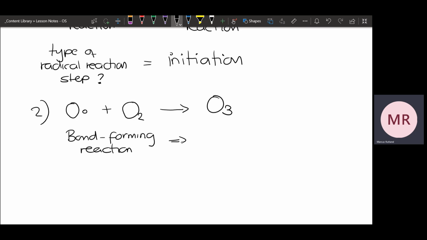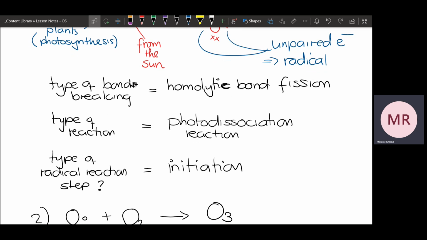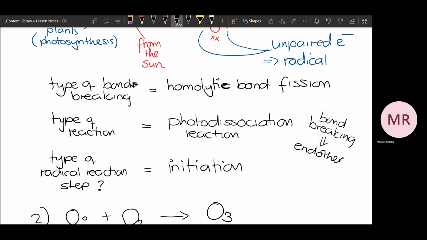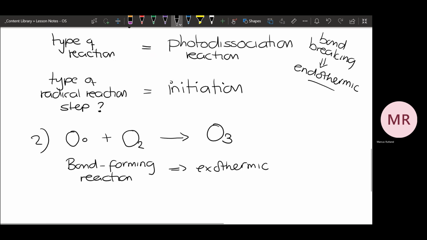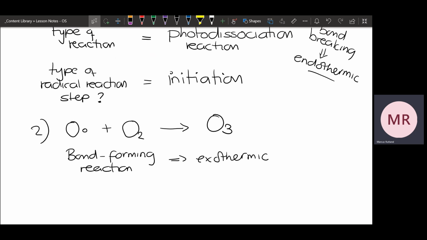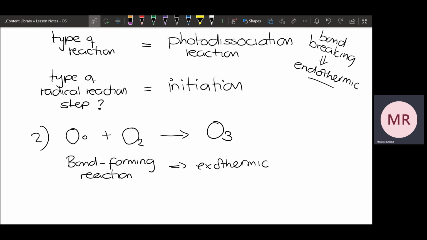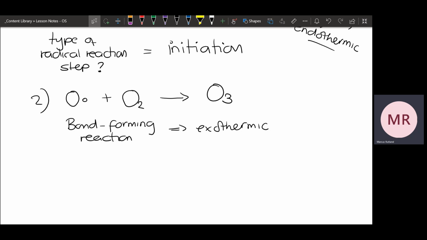So if you think about it, this step will be exothermic, whereas this one was a bond breaking reaction. Breaking bonds requires energy, so that's endothermic. As a fascinating little fact, in the stratosphere, sunlight, the high energy UV, provides the energy to break bonds, and then as the ozone forms, that's released as heat energy.